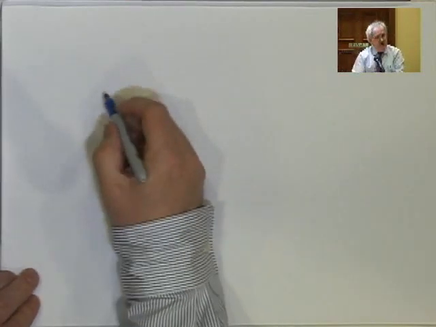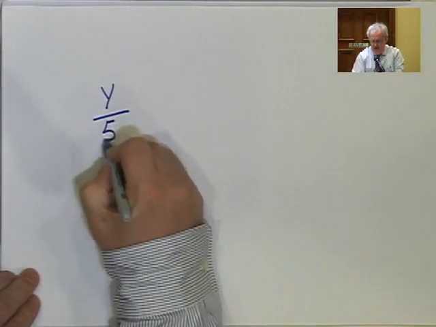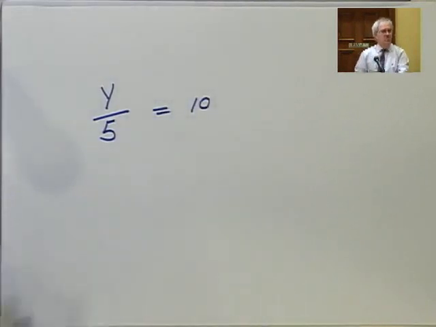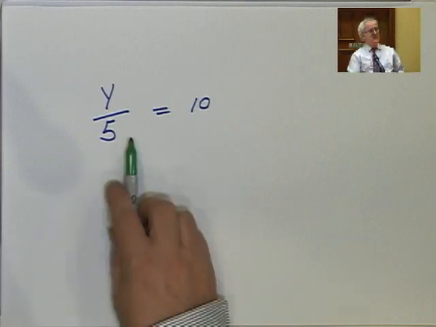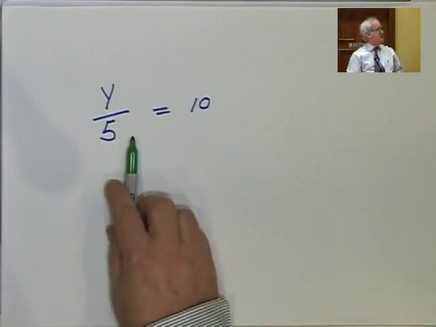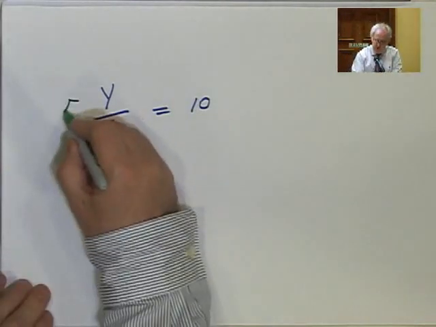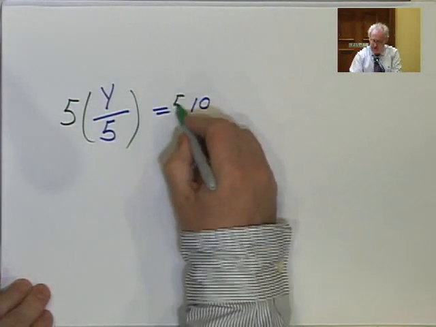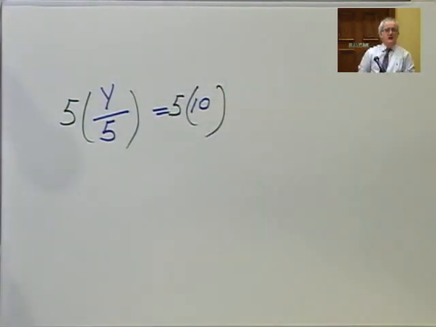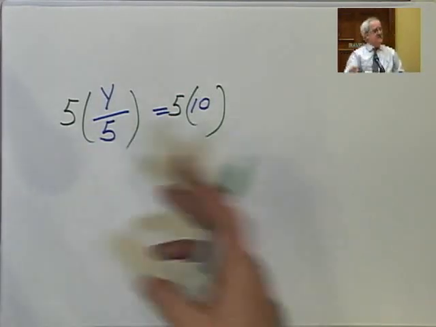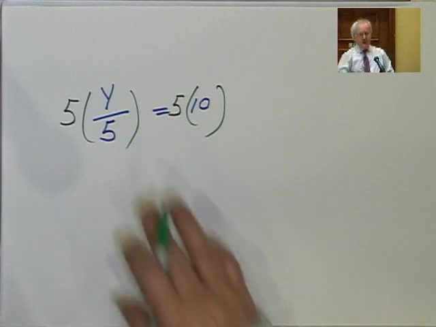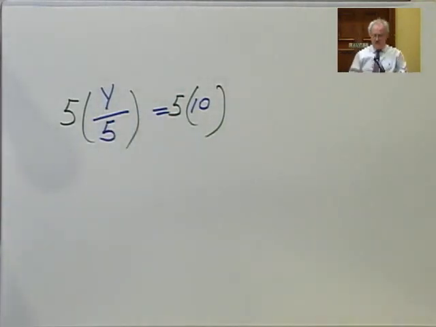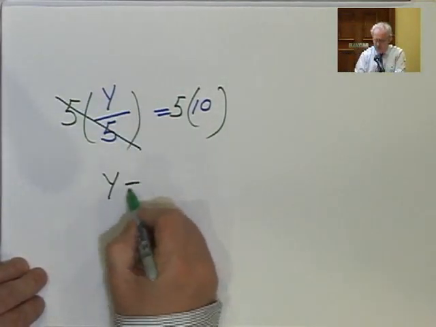And pretty much at the same time, or maybe the following year, you did division. y over 5 is 10. What's y? Well, this is division. What's the opposite of division? Multiplication. So if I put in a 5 here, I must do a 5 here. Like if one Big Mac is a 5er, 2 of them is a 10er. Whatever you do on one side, you do on the other. They cancel. y is equal to 50.